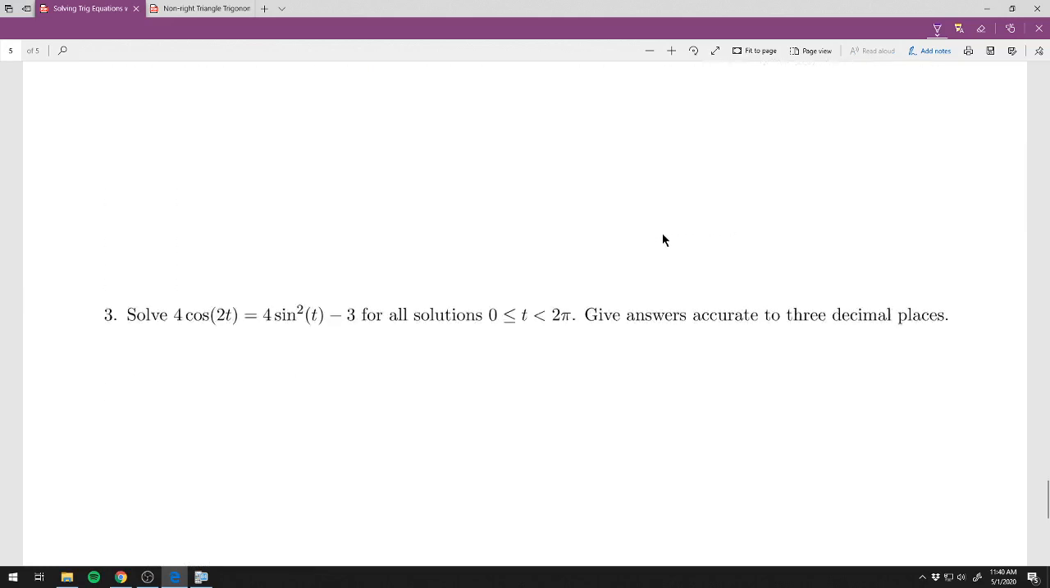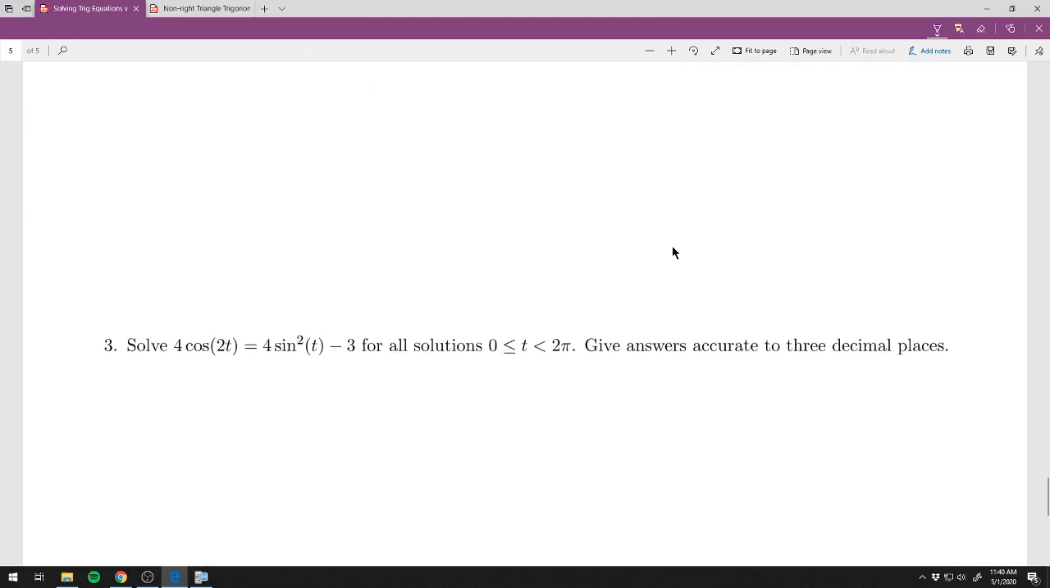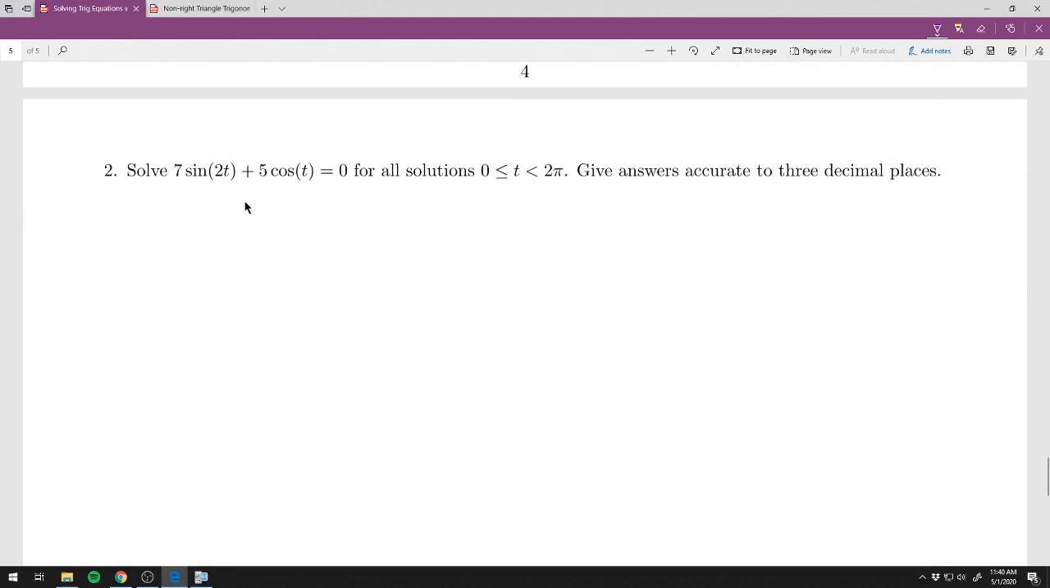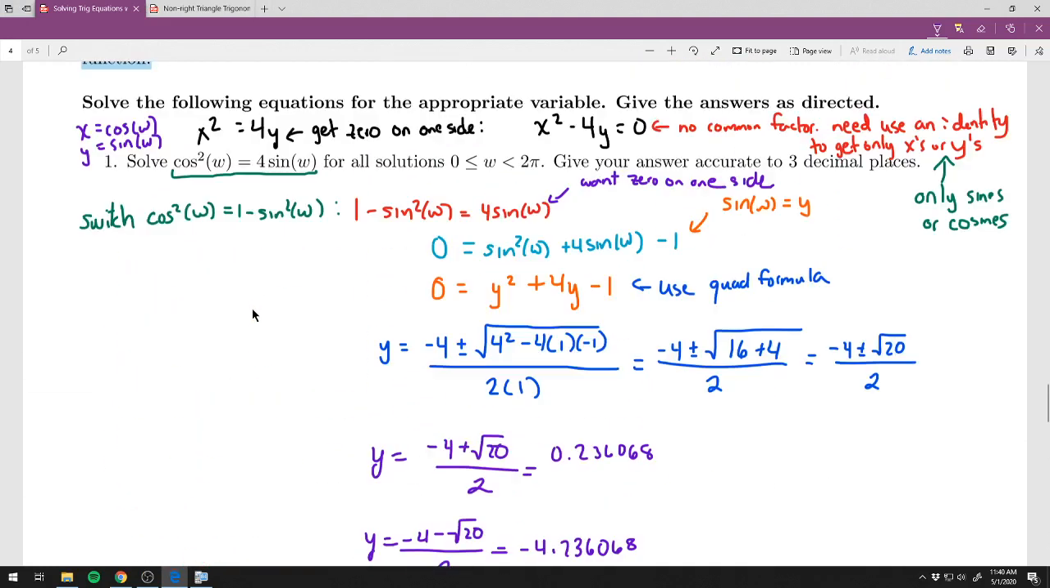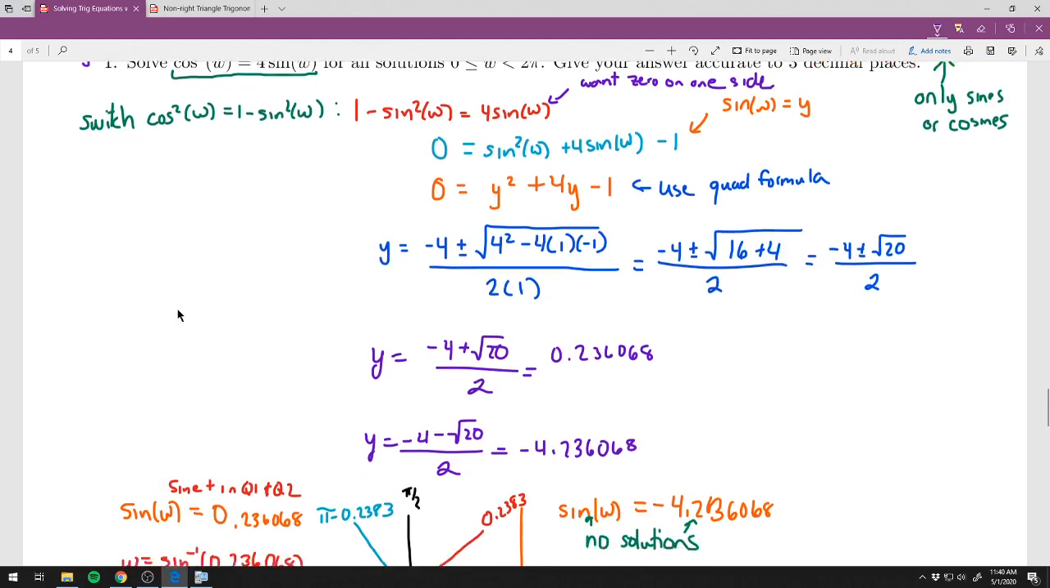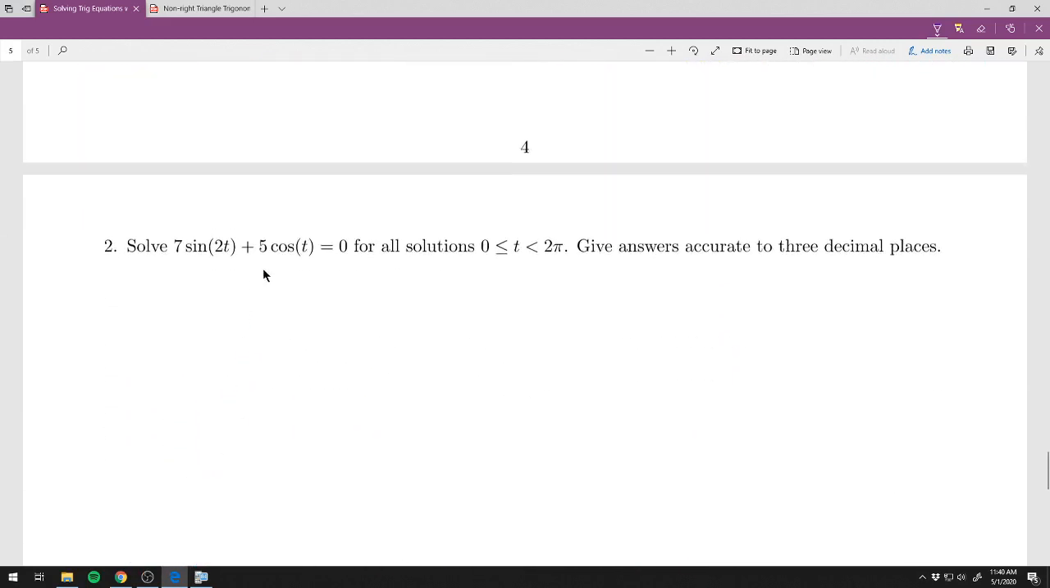All right, so we've got two more here. The main difference is going to be seen in number 2 here. Number one, we talked about why if you have different powers with different trig functions, you're going to have to make a change with Pythagorean identity. This one is going to have to be changed for a different reason. So this one says solve 7 times sine of 2t plus 5 times cosine of t equals 0.